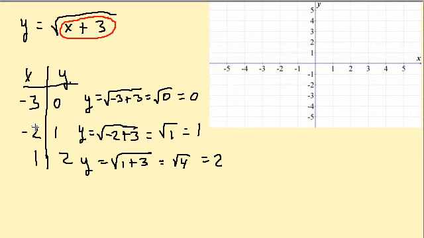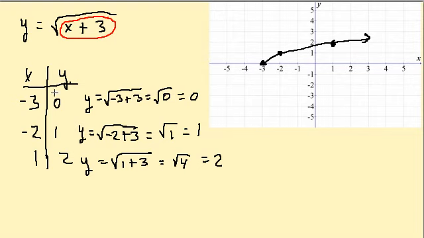See, I chose -2 and 1 because I knew they would give me perfect squares under the radical. So now I just plot the points: -3, 0, -2, 1, and 1, 2. And so I draw my graph. And there's the graph. And that's it. That's how you graph square roots.